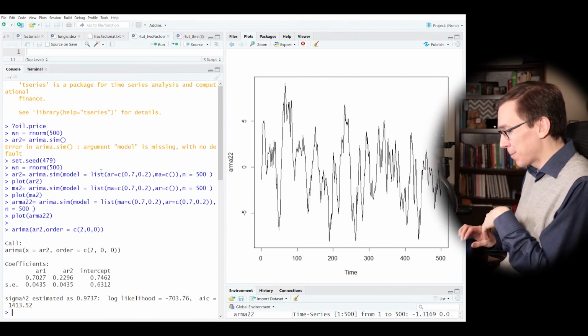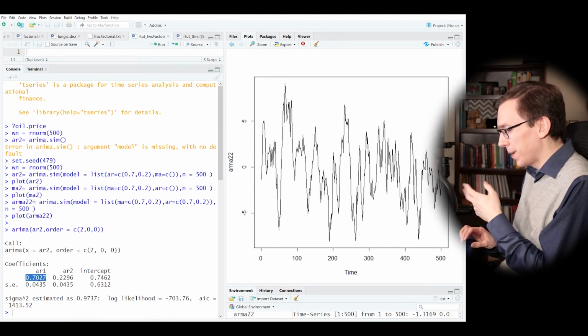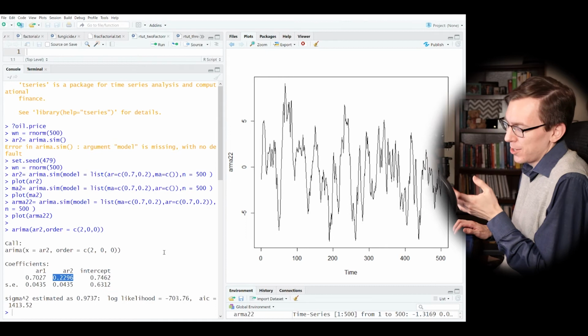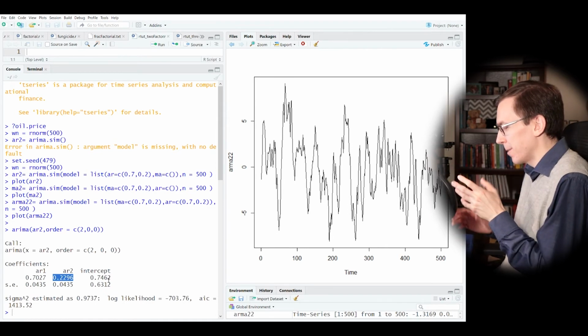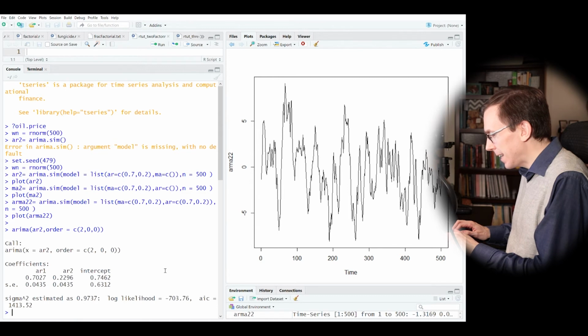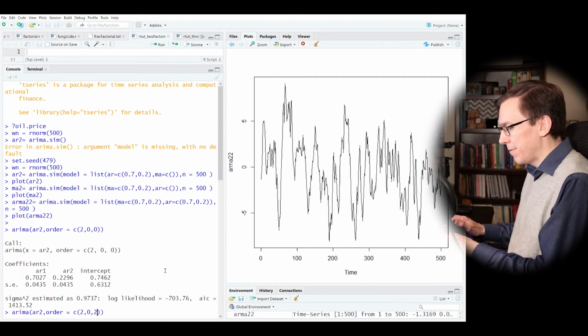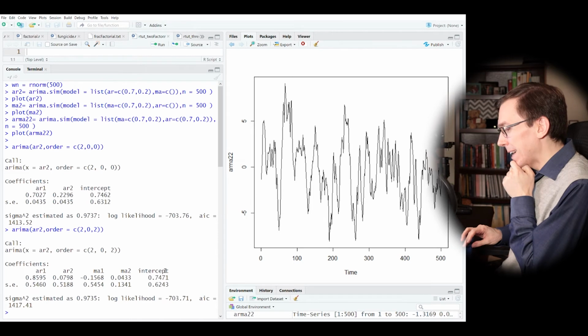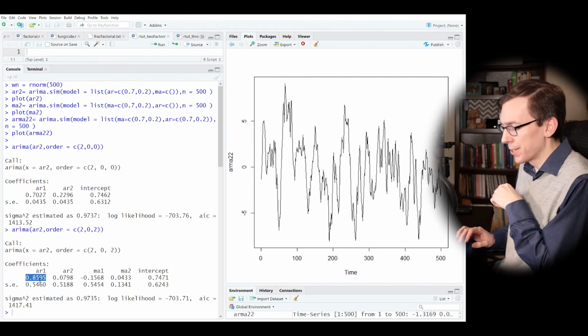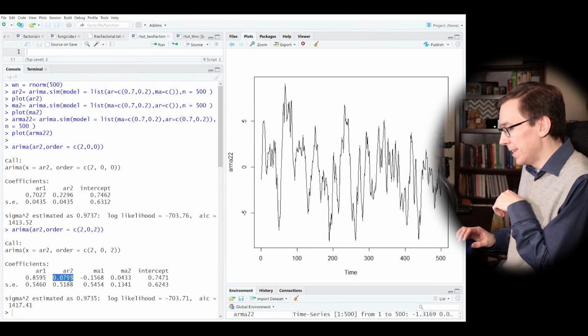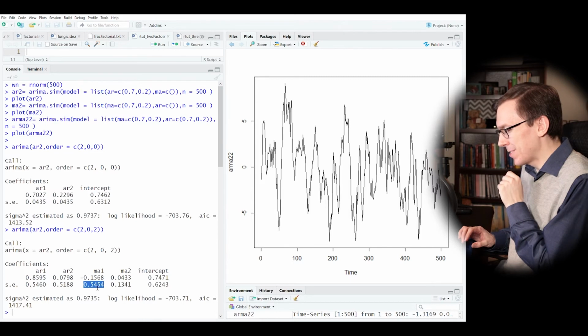All right, we got something that looks pretty close to the right answer. We got a 0.7, we got a 0.2, 0.23, and an intercept term, because yeah, it has that too. Well, what would happen if I gave it the wrong answer? Let's say I tried to fit an ARMA 2,2 to it. Well, first of all, these coefficients don't look as good. There's a couple things to note. First of all, this AR2 coefficient is a lot smaller than the standard error that lies below it. So notice that some things have changed here.